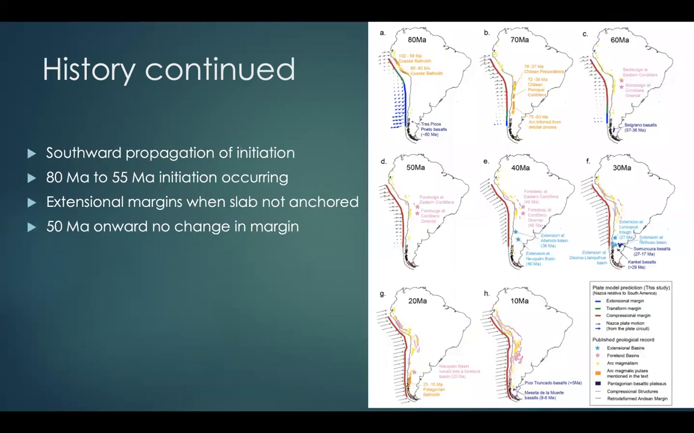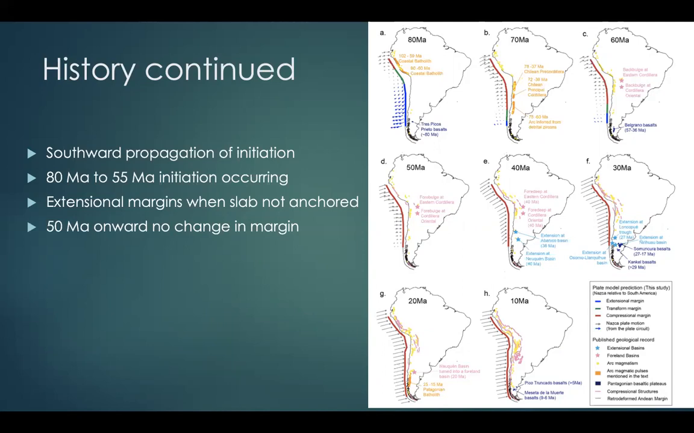So going back to the initiation timing, as the top of the plate was significantly longer than the bottom, this led to a southward propagation of subduction, with the northernmost point beginning to subduct at the previously mentioned time of 80 million years ago, while the southern part of the plate only began at 55 million years.